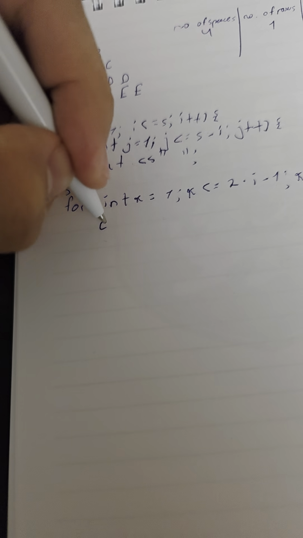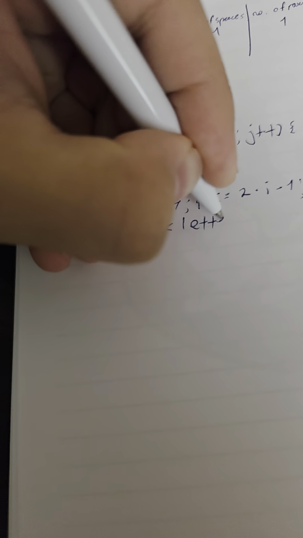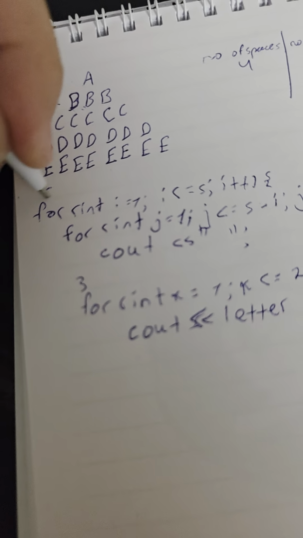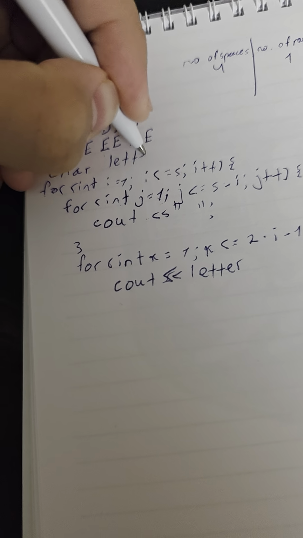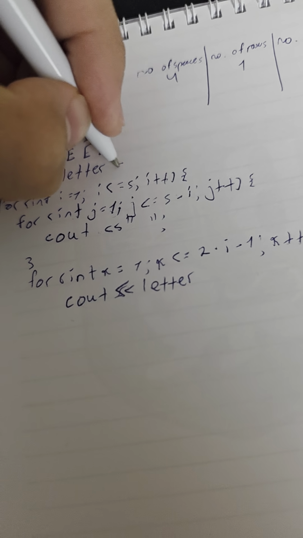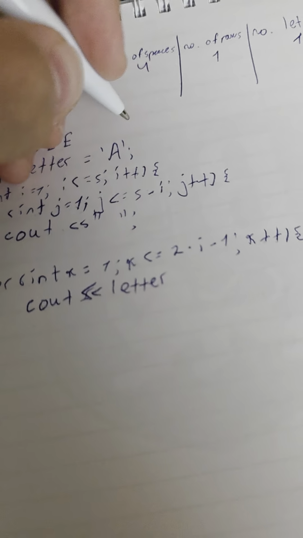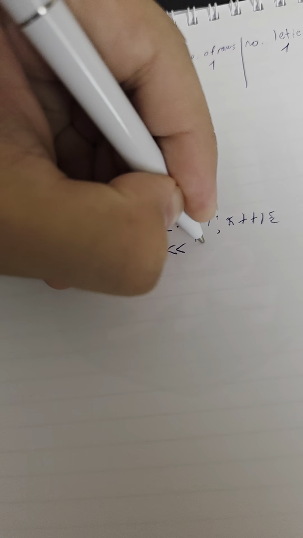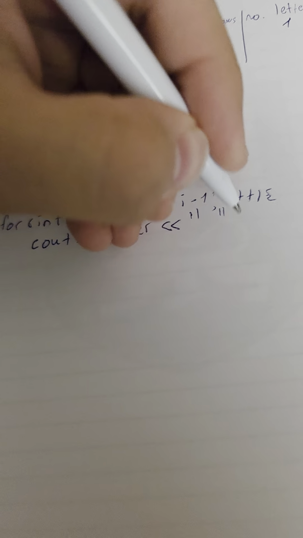And we will then cout the letter. Oh, I forgot that we will have to include that char letter equals 'a'. So cout letter, and we will also include the space. That's the space sign.